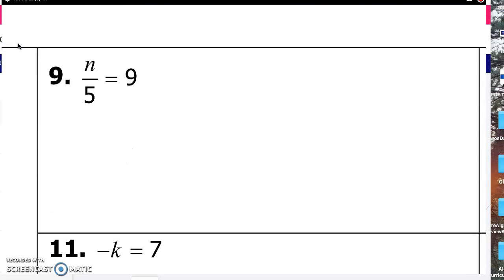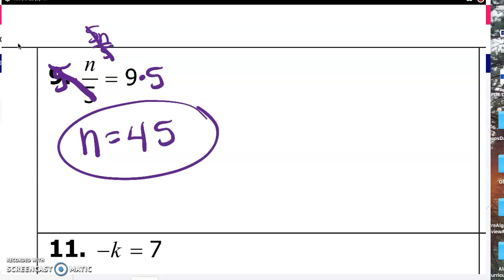Number 9, it looks like a fraction, but remember the fraction bar is just division. So if you read it out loud, you would say 9 divided by 5. So to undo divide by 5, we have to times by 5. That cancels those two out. It does not become 5n. It's like 5n over 5, which is why it cancels. So we have n equals times 5. Don't forget to do it to both sides, and you get 45.